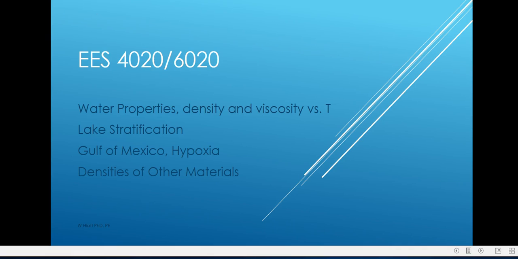Hello, my name is Bill Hyatt, and we're going to be discussing two important water properties, viscosity and density, that are very critical to clarifiers that are part of water treatment plants and wastewater treatment plants, and some of the consequences of that. Our subjects are going to be the density and viscosity of water, and we're also going to talk about lake stratification and the Gulf of Mexico hypoxia situation, otherwise known as the Gulf of Mexico dead zone, which is the result of low oxygen levels in the Gulf, and some information about the density of other materials.